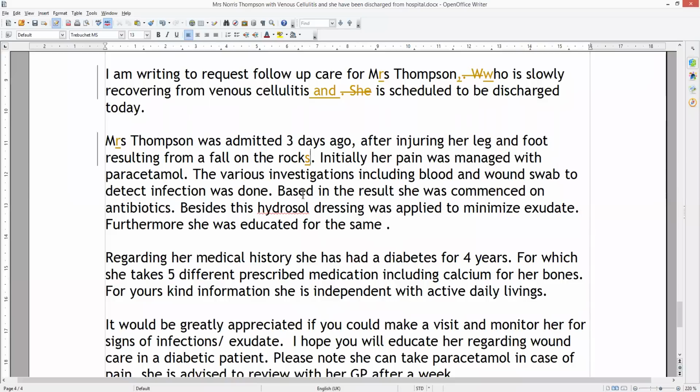Initially, her pain, so I don't know if it's right. So she was admitted 3 days ago. Okay. And then we go straight to, initially her pain was managed with a paracetamol. Well, shouldn't this be farther down? Because you haven't done any investigations yet, you know. So she was admitted 3 days ago, and all of that. The various investigations was done. Now, right, I know that passive is formal, but you don't have to use passive for every single sentence. Some of them it just reads really strange and awkward.